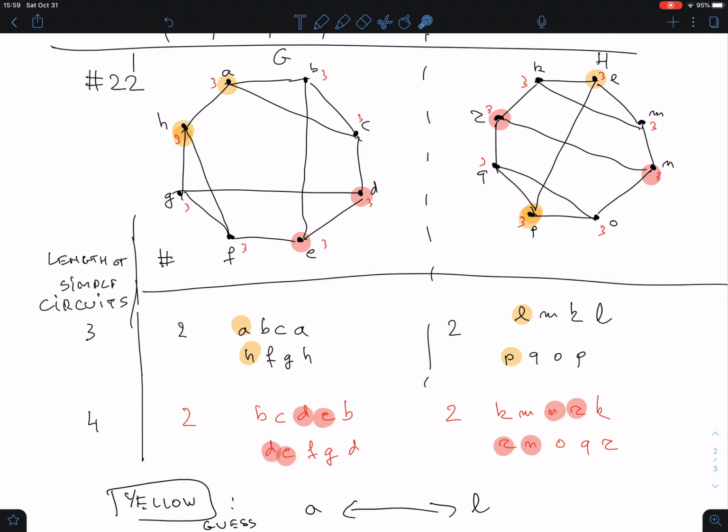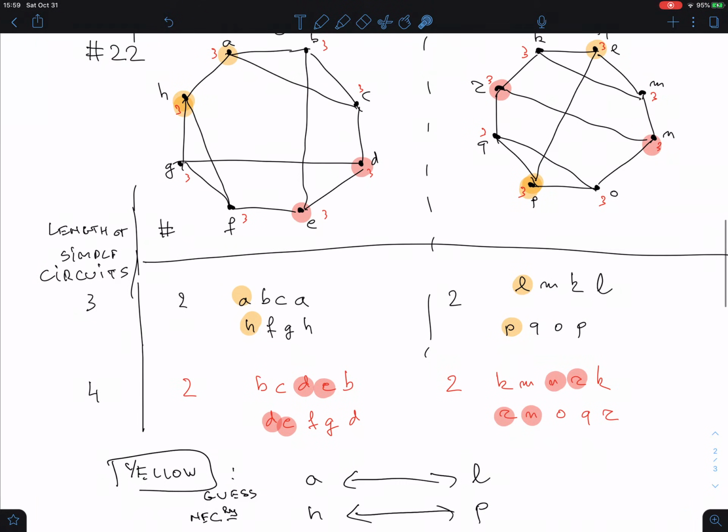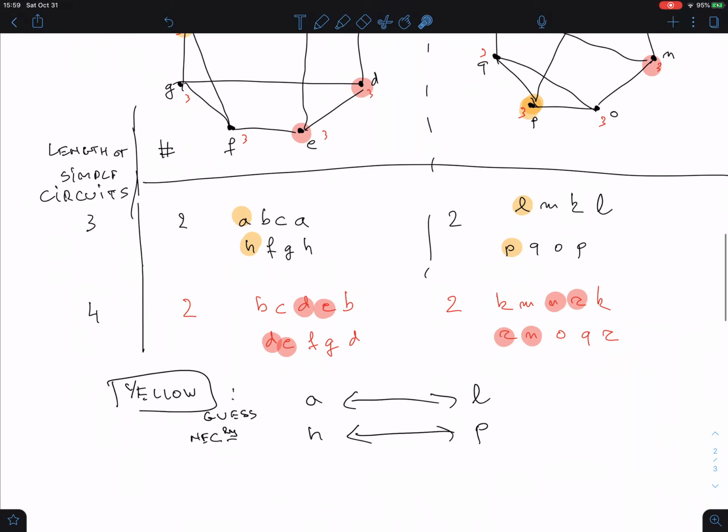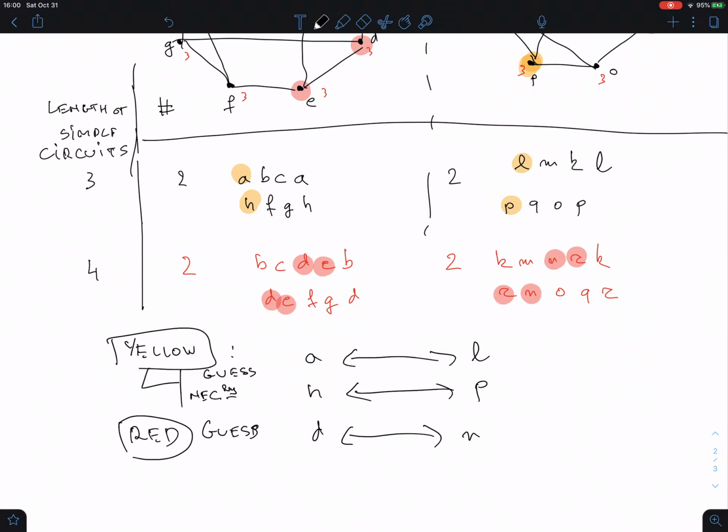So eventually in the previous video I made a wrong choice, but it's not at this point yet that there is a wrong choice. So I can do the same, and I can say, okay, I'm guessing again. This was for the yellow, this is for the red, because red has to go to red. So I'm saying D, I'm making that correspond to N. I don't know whether that was the same as I did before, but then it follows.